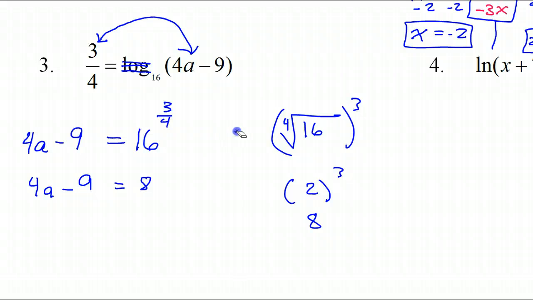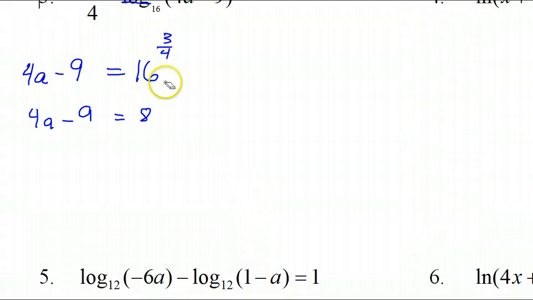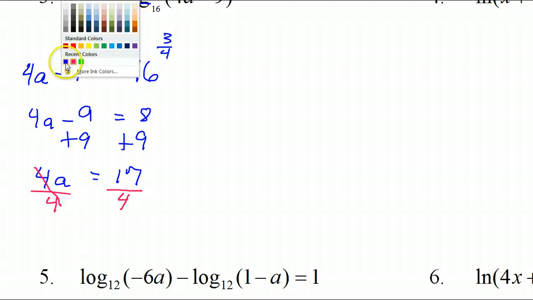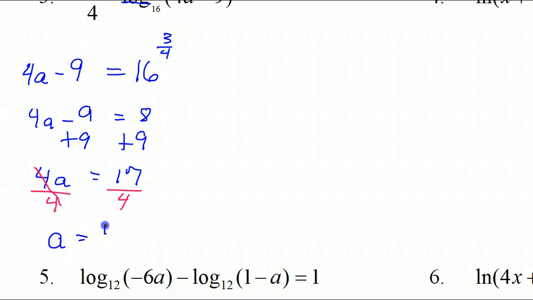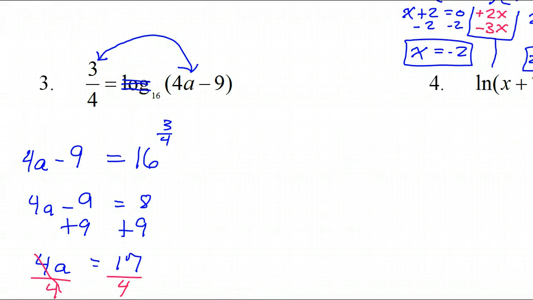Now on your next test, you will be allowed to use the calculator, but you never know when in the future you won't be allowed to use the calculator. So it's good to know how to do it by hand. Anyway, let's go on and finish this up. So adding 9 to both sides, we have 4a is equal to 17, and then dividing both sides by 4, we get a is equal to, and I'm just going to leave it as 17 over 4. Okay, so that was it for number 3.